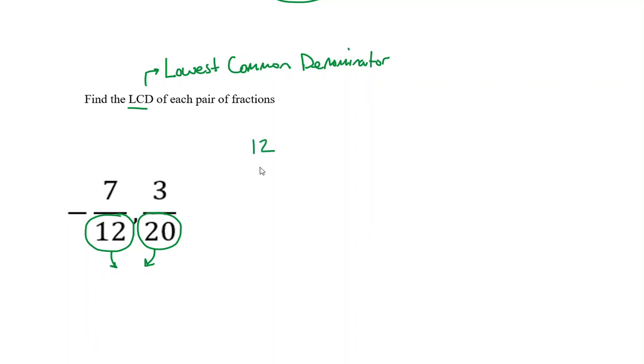I take the 12 and I write out its factors. That's 2 times 6, which is 2 times 3. So I literally think that. 20 is 2 times 10, which is 2 times 5. Then I say, what's the greatest common factor between 12 and 20? And it's going to be 2 and 2. So 2 times 2 is the GCF. GCF, the greatest common factor is 4.